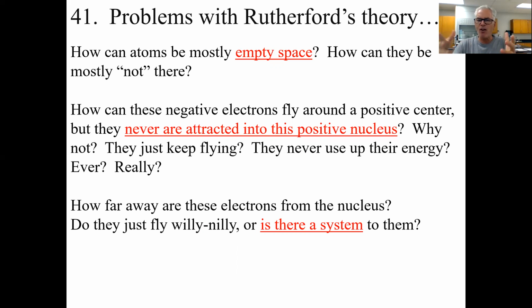And how far away are these electrons? Why don't they fly away? Why don't they go to Buffalo? Why don't these electrons say, I'm going home, I'm going somewhere else, I'm going over there? How does this make sense? The electrons just keep going and going, and they never get away, they never get tired, and they never get attracted to the nucleus. How could this be? And he said, you know what?